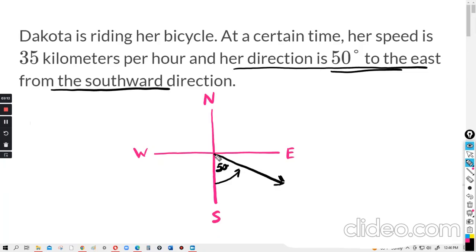So basically this is the direction that the vector is going to be pointing. Now does it need to start at the origin? No, it just needs to have this direction that's 50 degrees east from the south. So there might also be a vector that starts here, as long as it's 50 degrees to the east from the south. So this is what the vector would look like. Let's see which ones point in this direction.